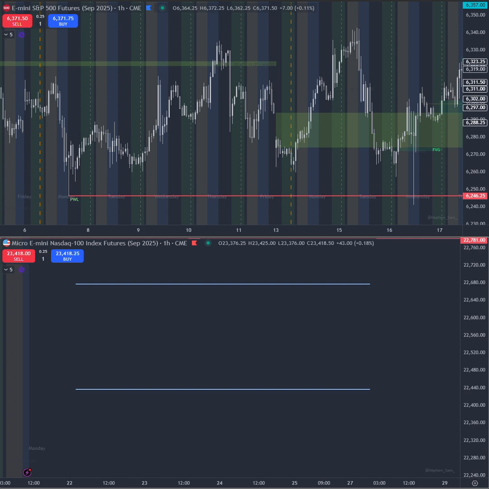So, how do you use SMT? You use SMT when you're comparing two correlated markets. So here in front, I'm showing you ES at the top, and then I'm showing you Nasdaq at the bottom. What other markets can you use it with? You can use EUR/USD with GBP/USD. You can use Bitcoin with Ethereum. You can use gold and silver. I'm sure there's tons of other ones. Those are just the ones that I can think of off the top of my head.